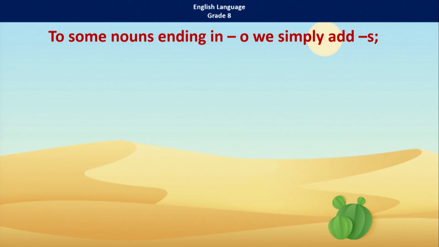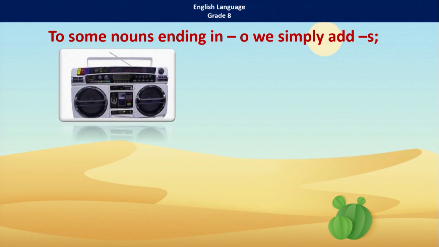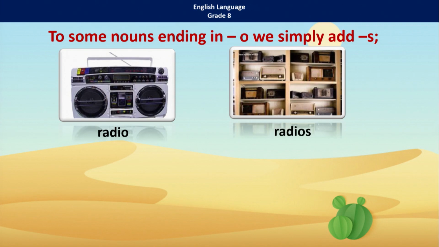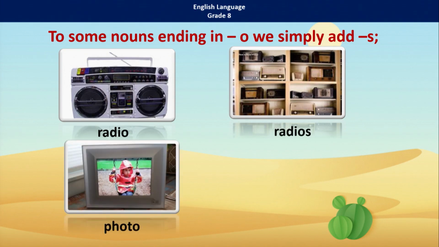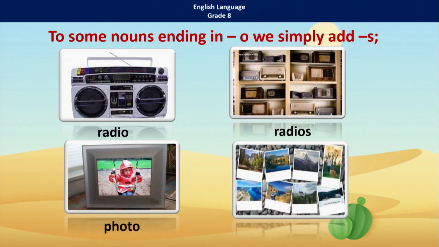To some nouns ending in O, we simply add S. Radio, radios. Photo, photos. Right. Here the last letter is an O. We are adding S to the plural noun.